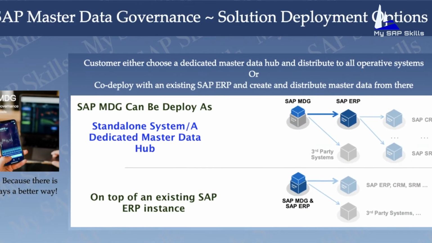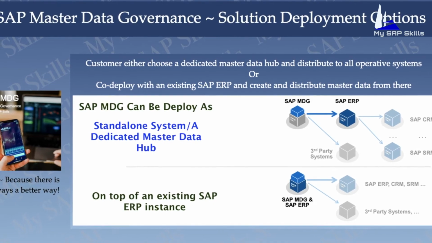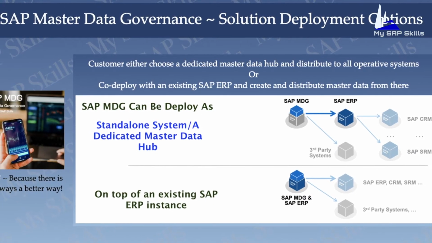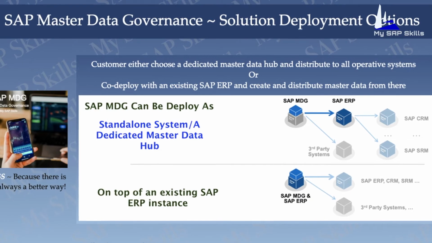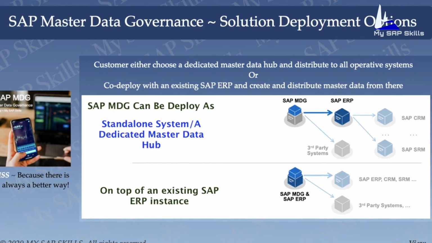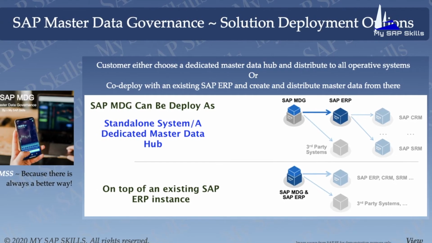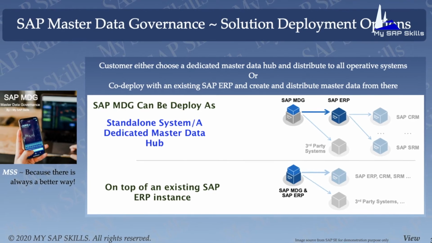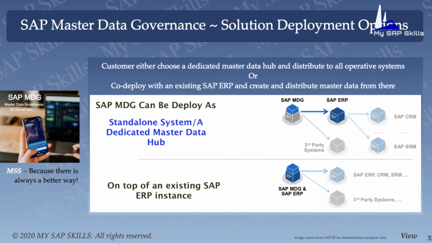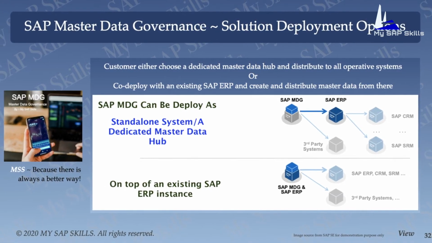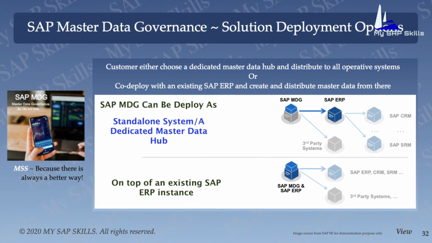Now we will understand how SAP Master Data Governance does the solution deployment, and what options are available in the system. Customers either choose a dedicated master data hub and distribute to all operative systems, or they co-deploy with an existing SAP ERP and create and distribute master data from there.